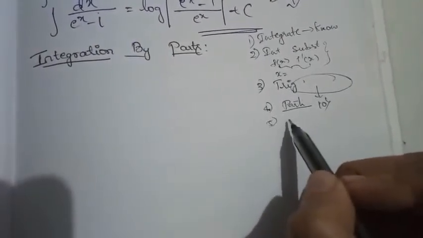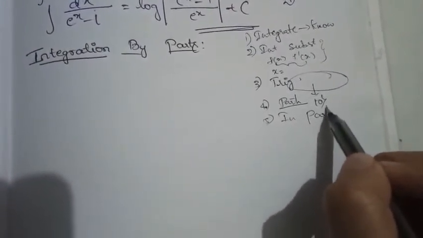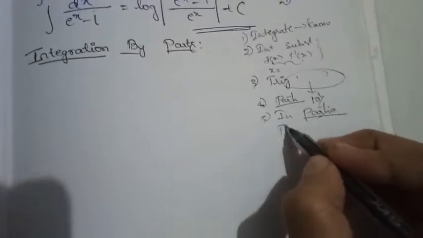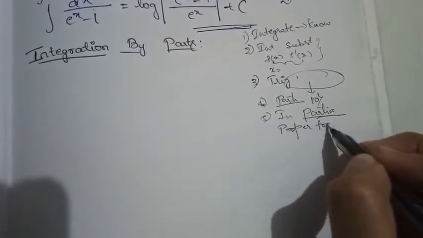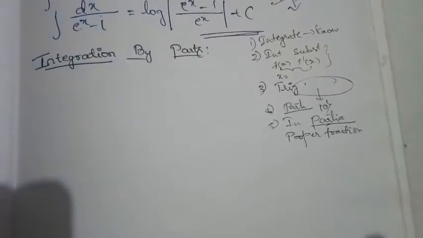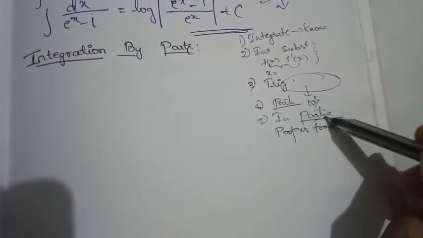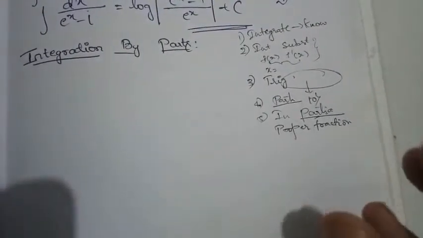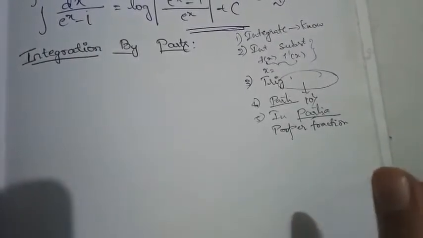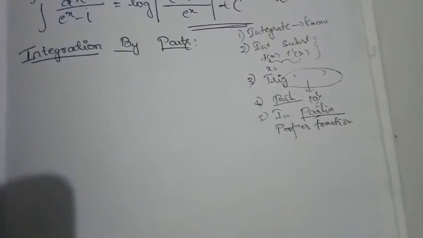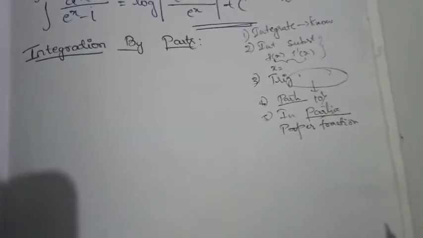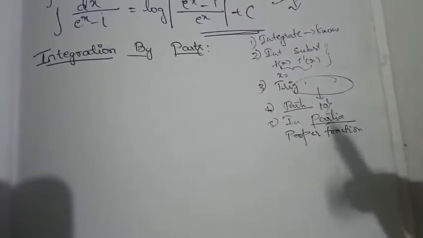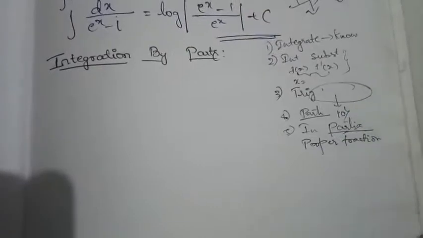Then we came across integration by partial fraction. When there is a proper fraction, or a proper rational function, we do a partial fraction, where the given proper fraction is partitioned into certain parts, so that the integration of those parts becomes easier and we get the integral in a much easier way. So these are the different types of integrals and integration we have done till now.